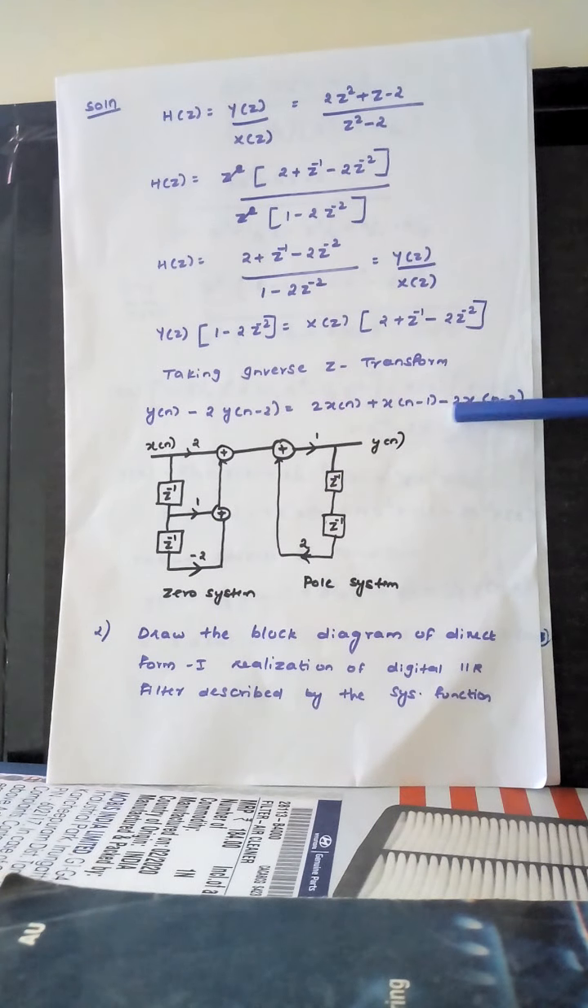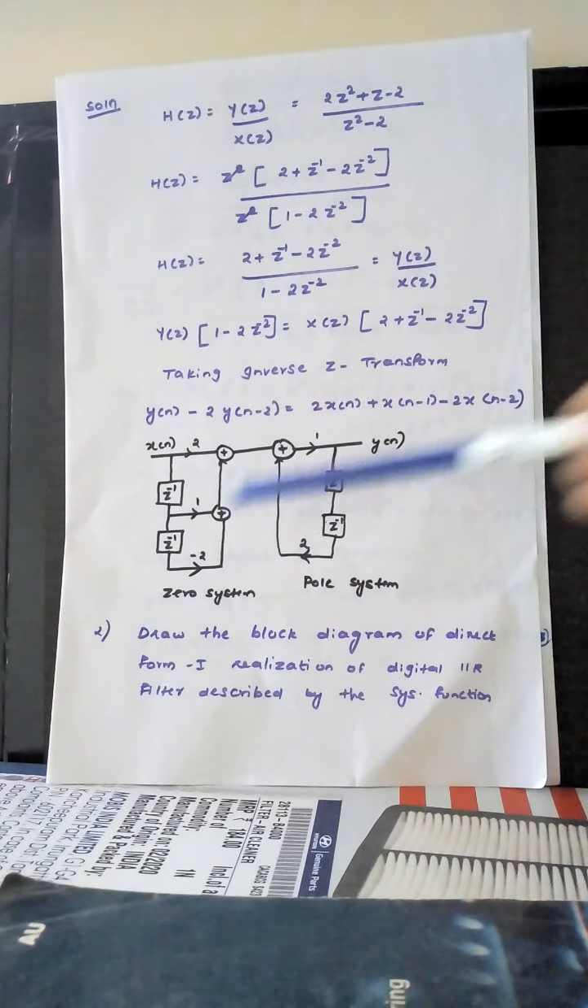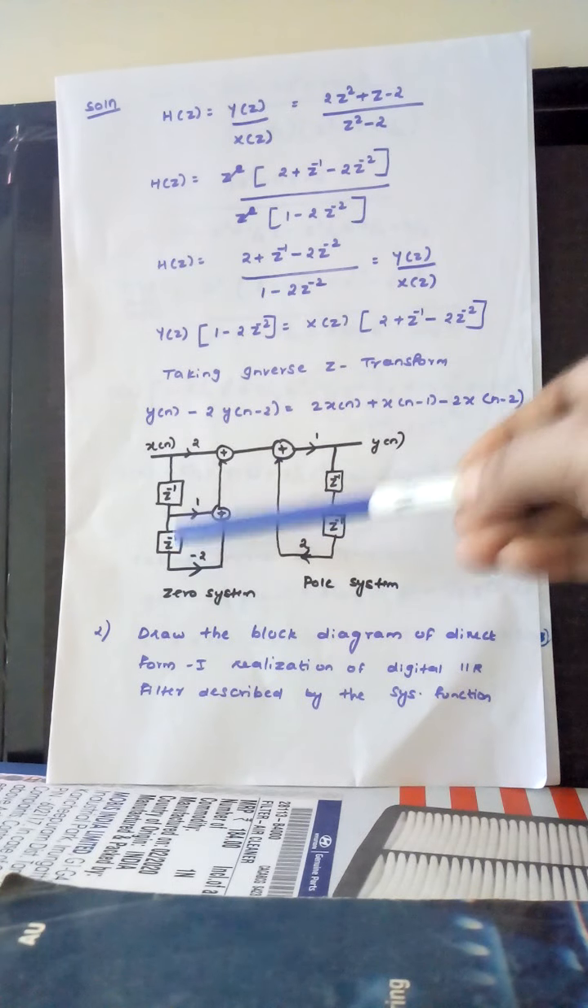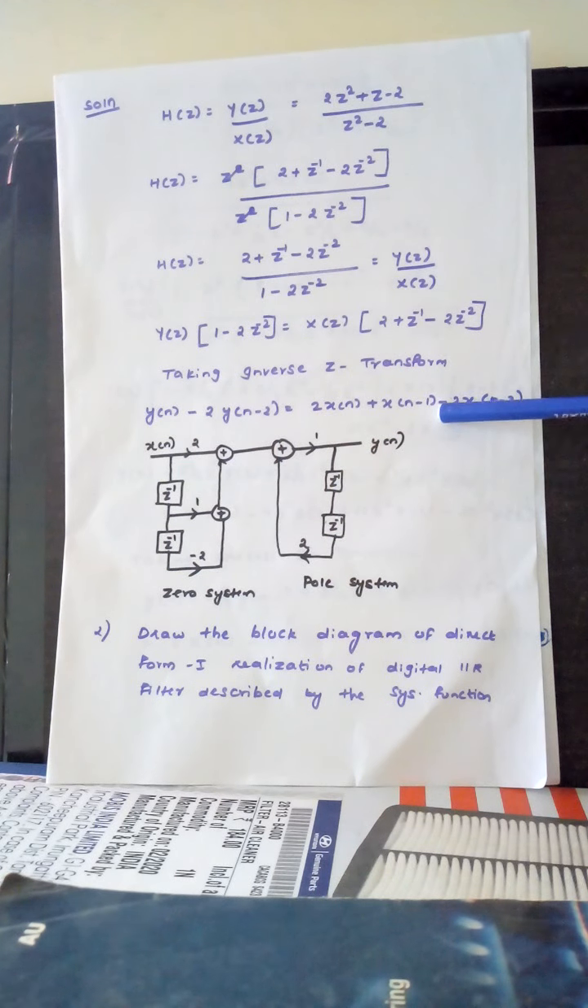Again, here we have minus 2 into x of n minus 2. From x of n minus 1, again we put a shifting operator, z to the power of minus 1. So we get x of n minus 2, which is multiplied with the constant minus 2 here. On the input side you should not do any sign changes; write it as it is.